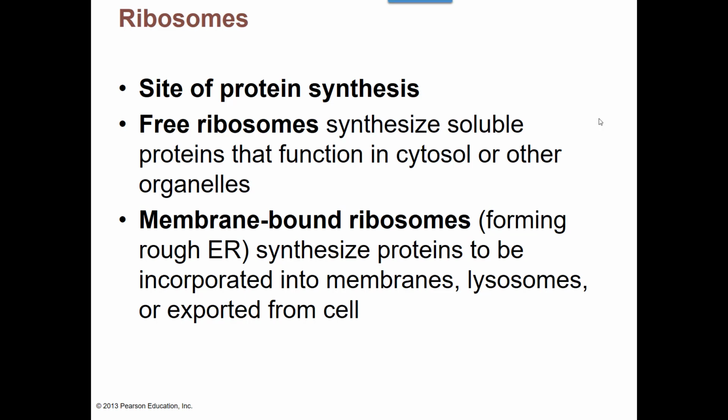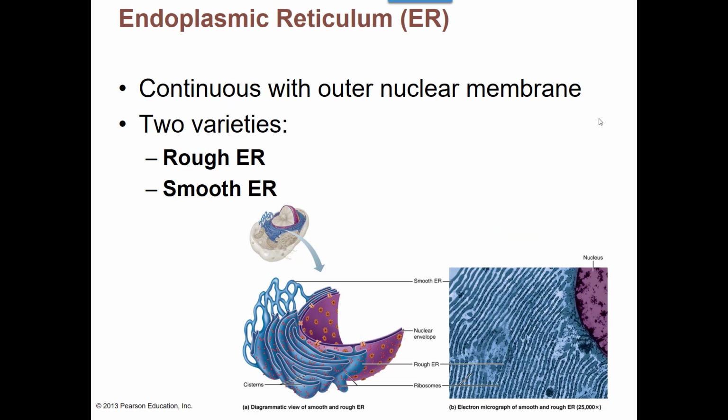Now, as we said, ribosomes can be membrane bound, and they can be found on the surface of the endoplasmic reticulum. And so all of this blue folded material, and even this blue squiggle material, is all endoplasmic reticulum. If it's not dotted with ribosomes, we call it smooth. If it is dotted with ribosomes, we call it rough. Either way, they're right next to that nucleus itself.